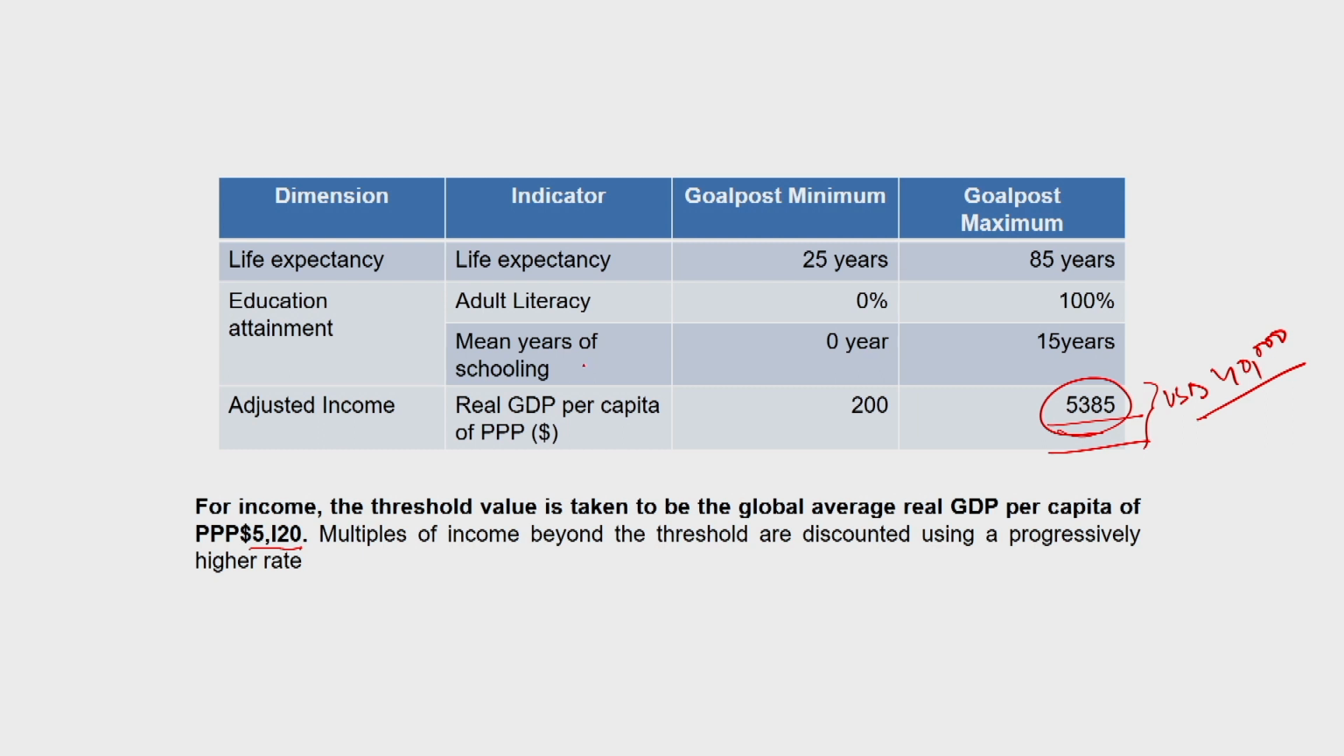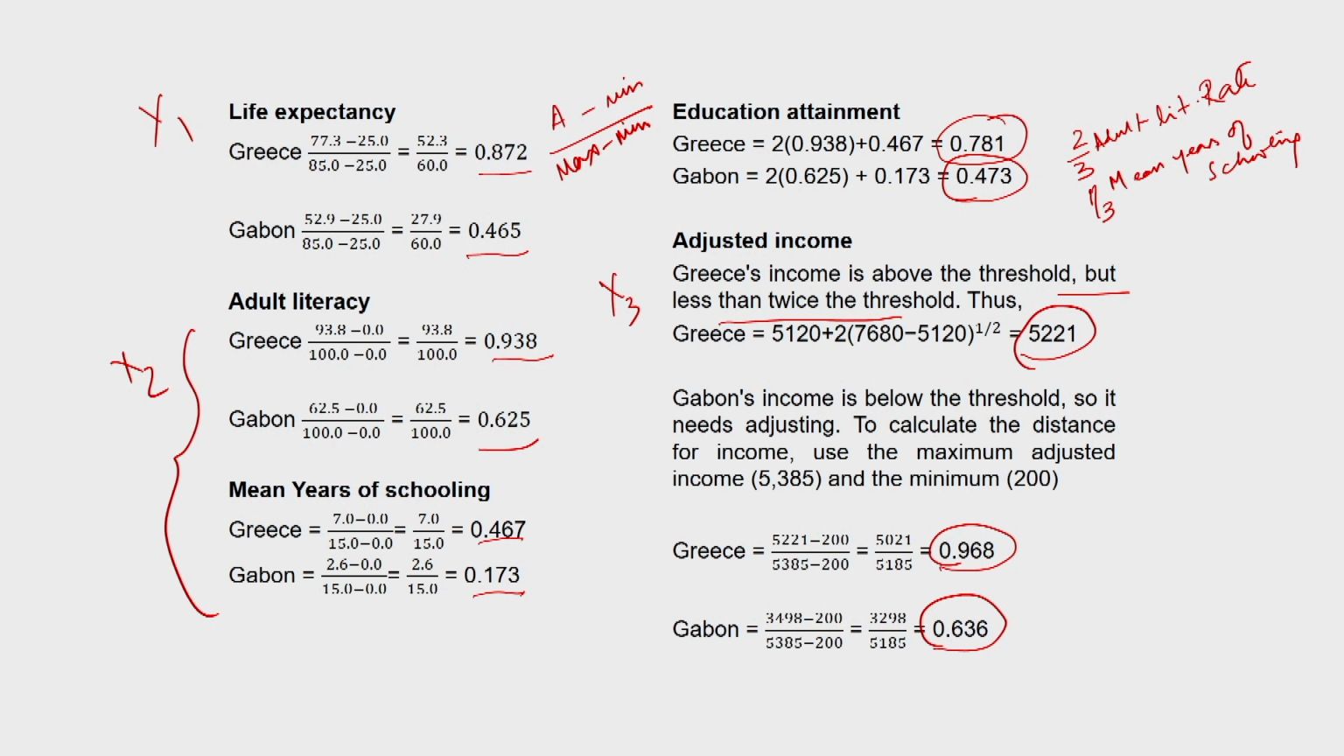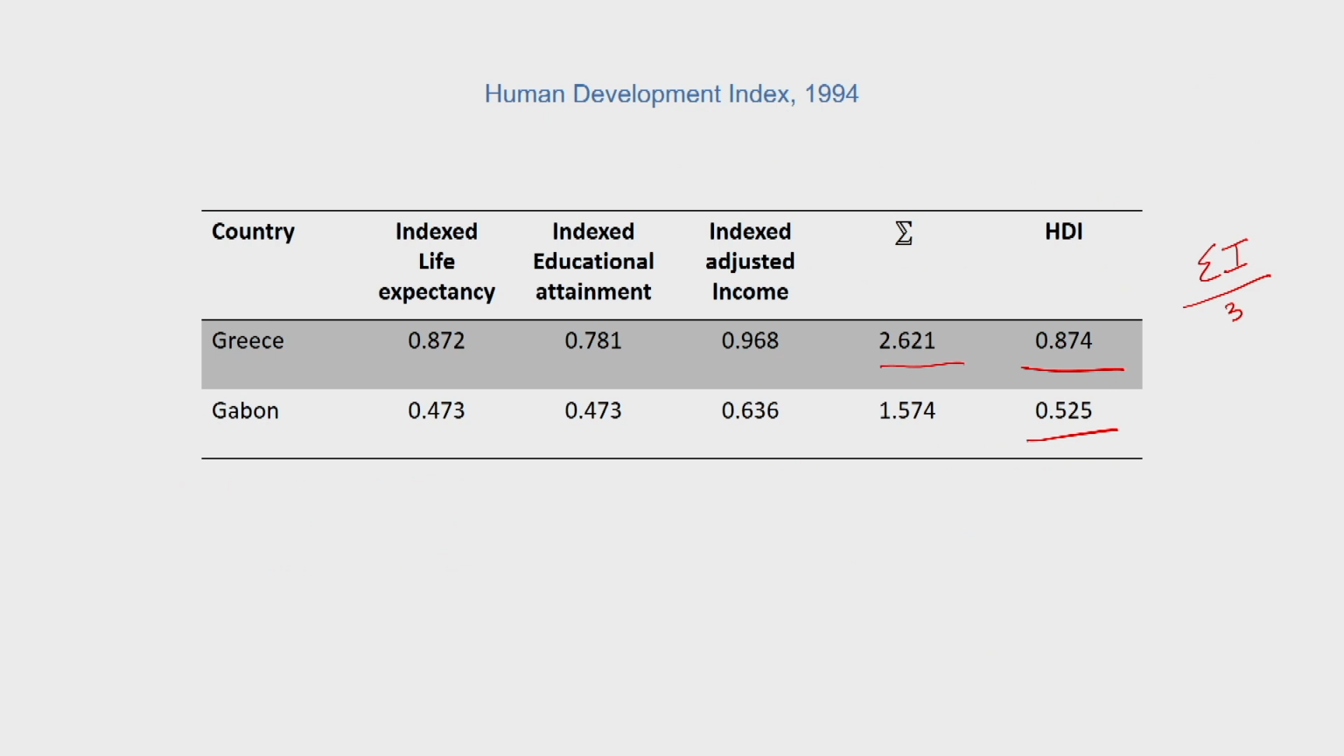One is the addition of mean years of schooling along with adult literacy rate. Second is fixation of goalposts, minimum and maximum goalposts, and then following a similar kind of methodology for calculation of individual indices based upon the individual dimensions. The dimension of educational attainment gives a 2/3 weight to adult literacy and a 1/3 weight to mean years of schooling, and then adjusted income, and then a final HDI by construction of HDI, which is based upon a simple arithmetic mean of the three indices constructed.